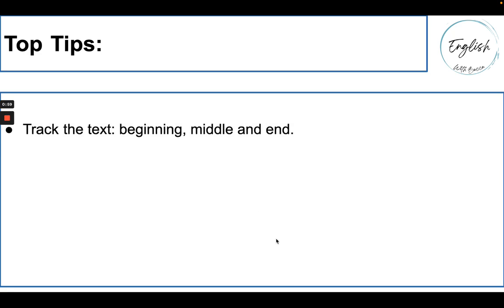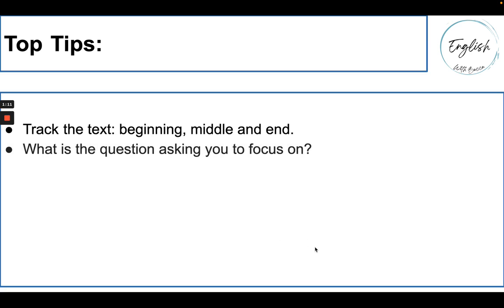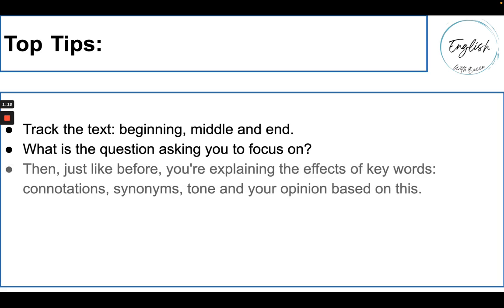Top tips. Track the text. Make a point about the beginning of the part of the extract you're supposed to evaluate, then make a point about the middle, and then make a point about the end. What is the question asking you to focus on? Each of your points will answer that question. Then, just like before, you're explaining the effects of keywords, the connotations, the synonyms, the tone, and your opinion based on this. I've done a walkthrough of the extract that we're looking at together.